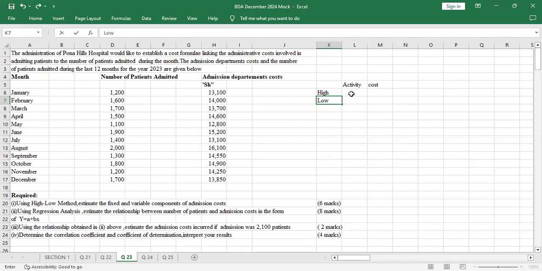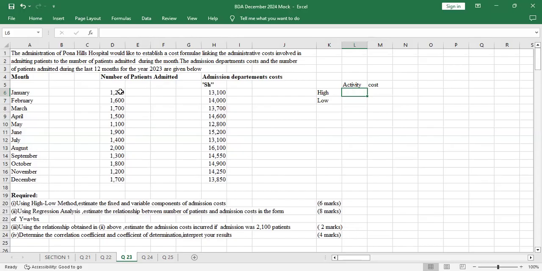Okay, so activity. Where are we getting the activity? The activity is the number of patients admitted, because the activity which is being carried out is the number of patients admitted, and this is always depicted by x. When it's in the form of y is equal to a plus bx, then this is the number of units. So the activity is the unit, so the number of patients admitted is the units in this case. So we'll check at the high activity.